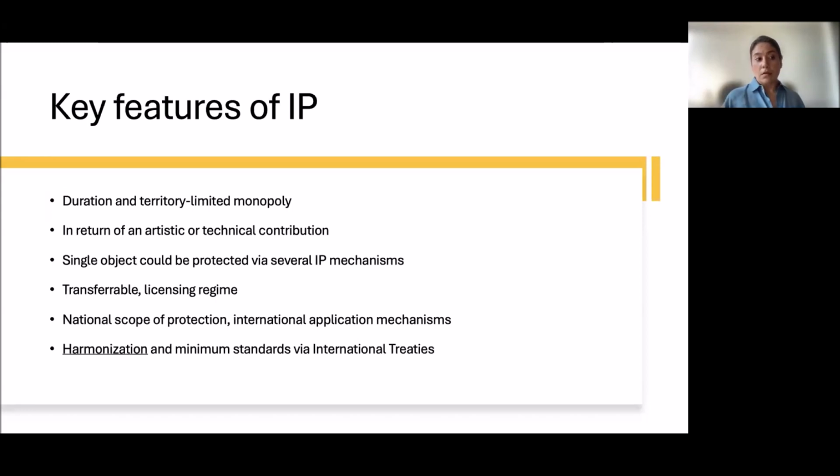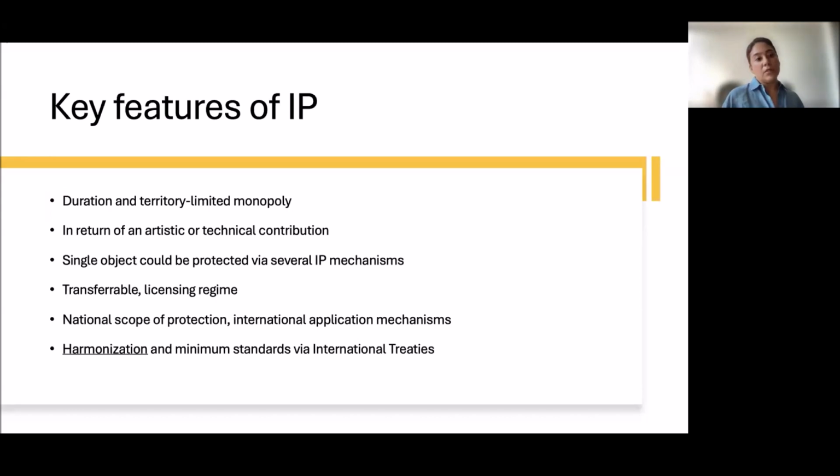And you register the IP generally. You don't have to register copyright. It's automatically granted after the creation, but you usually register intellectual property rights within the relevant office. So the territory is designated while you're registering it. You choose where to register. It's important because by doing that, you choose where it has the effect.